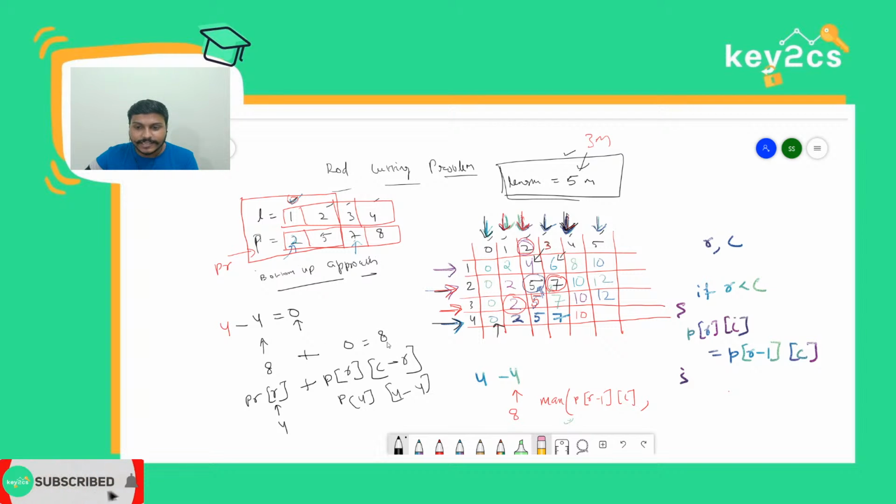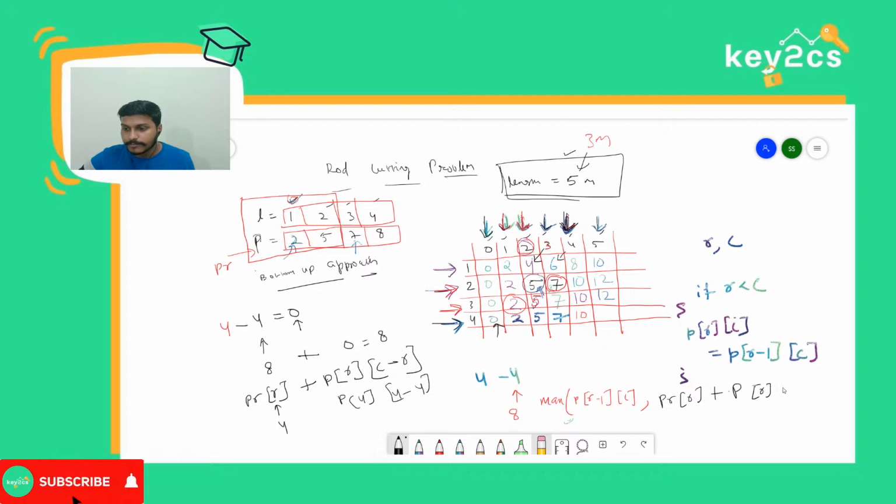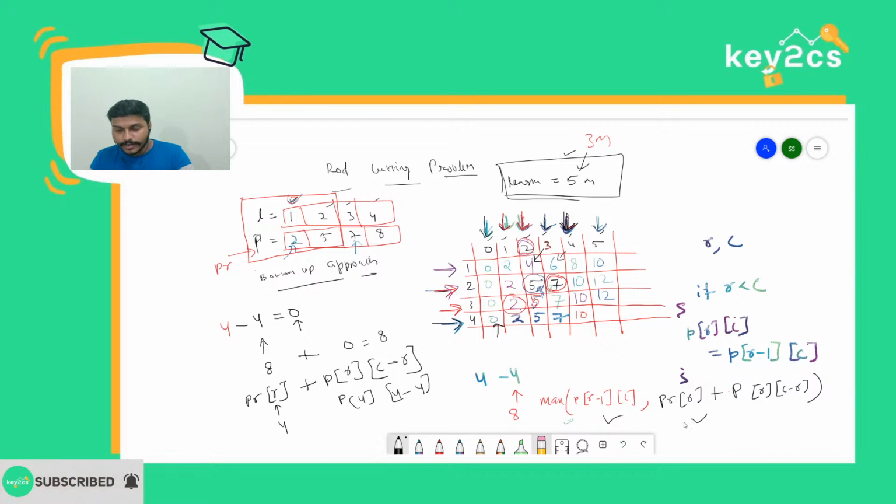Total profit is 8. We compare it with the previous profit, that is P of R minus 1, C, which is 10. Maximum is 10, so you write 10. Are you getting my point, guys? What I'm saying here is: maximum between the previous value and the current value. Current profit is nothing but P of R, and this is the matrix. We are checking the previous value. Whichever is maximum between these two would be our current profit. Okay, I'll follow the same logic for the next one.